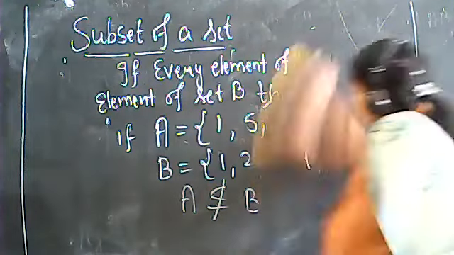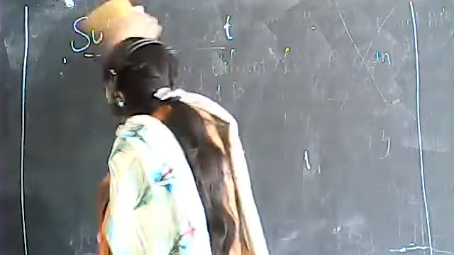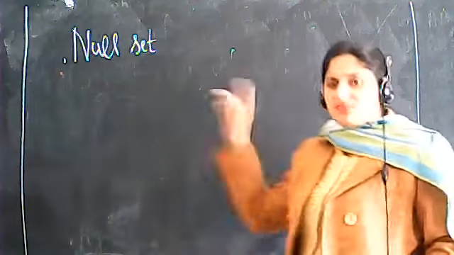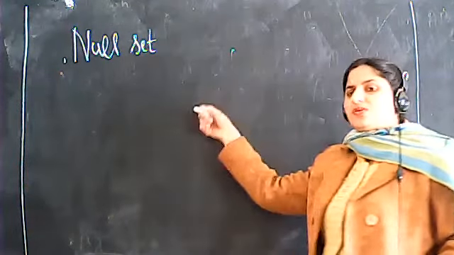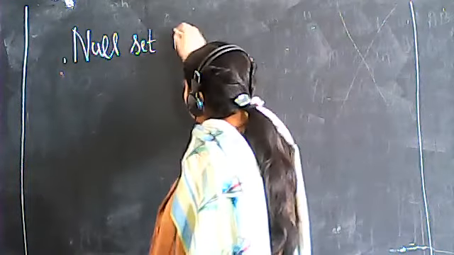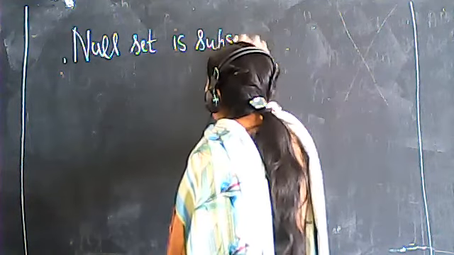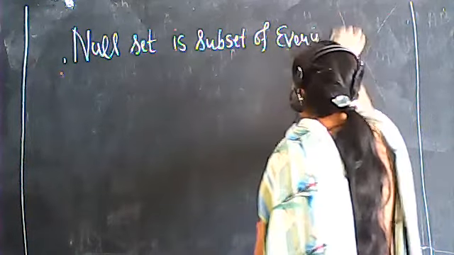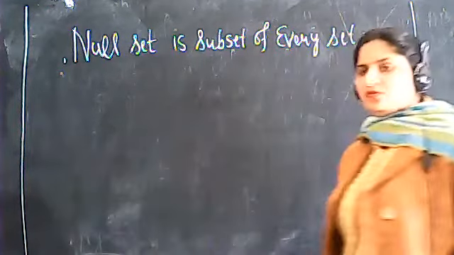Very good. So after this definition, we have two important points to remember. The first point is null set. Please note down these 2 points. These are very important points and I want to use these 2 results in the next example. The first result is null set is subset of every set. Null set is the subset of every set. This is the first result.